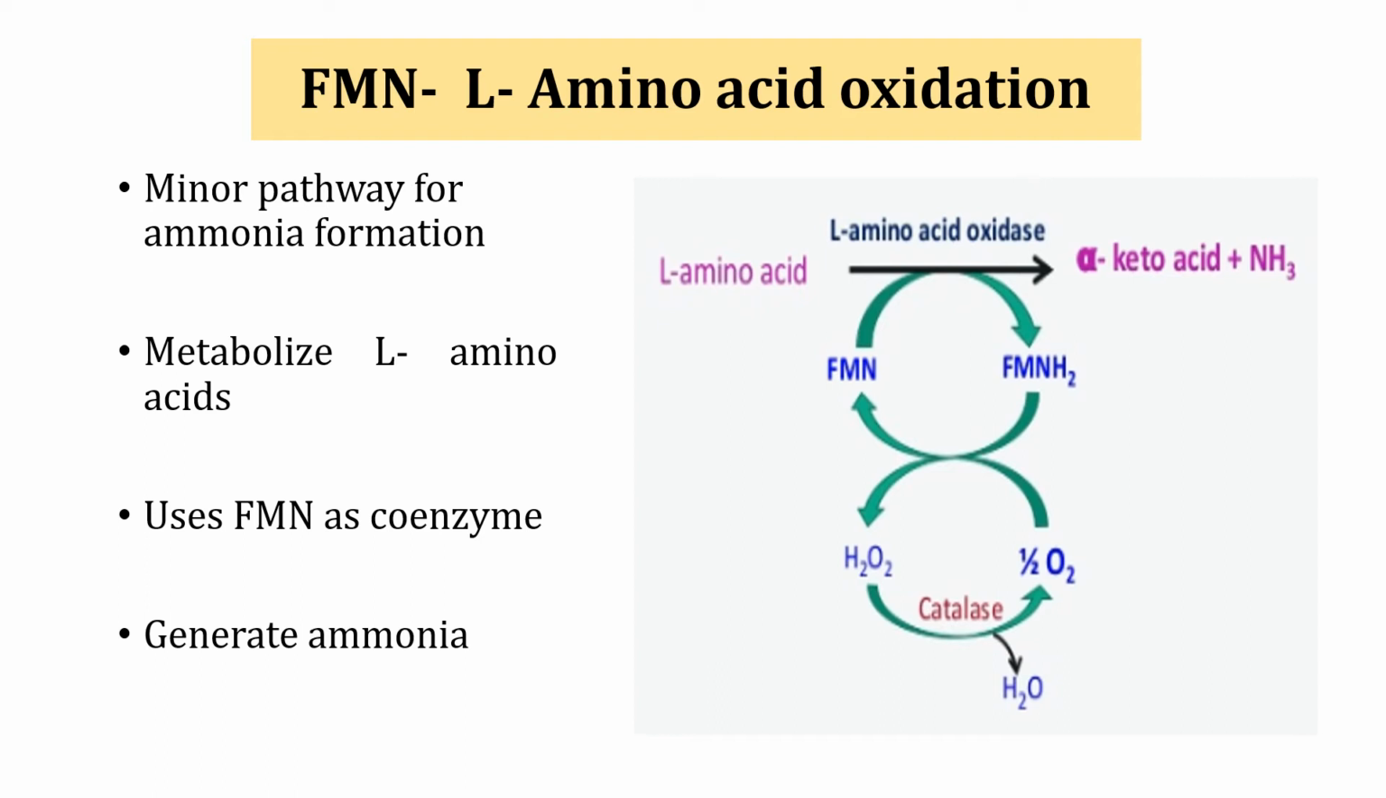This enzyme contains FMN as a cofactor. During this reaction, FMN is converted into FMNH2. The ammonia which is generated in this reaction is converted into urea, where FMNH2 is again converted into FMN for continuation of this reaction, and during this reaction oxygen is converted into hydrogen peroxide. So overall hydrogen peroxide is generated in this reaction and ammonia is generated which is converted into urea.